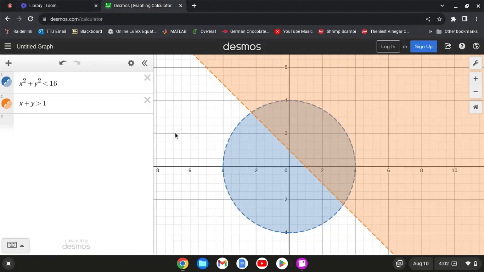So here on Desmos, I graphed my two inequalities. We have the circle and the line. And my solution set is going to be where these two overlap. So it's actually going to be this part of the circle, and that is the area that contains all points that satisfy both inequalities. And that is your answer.